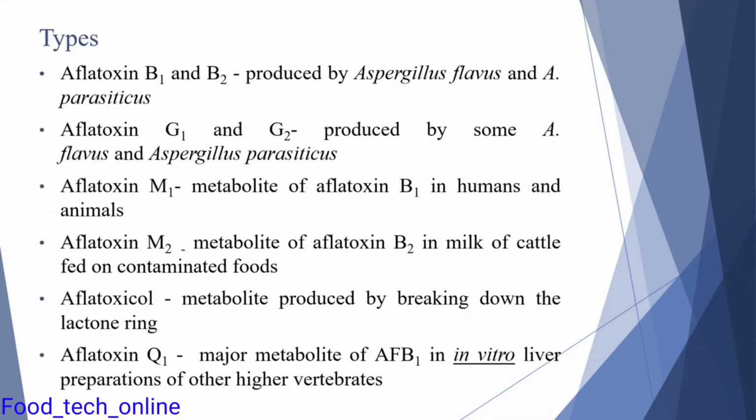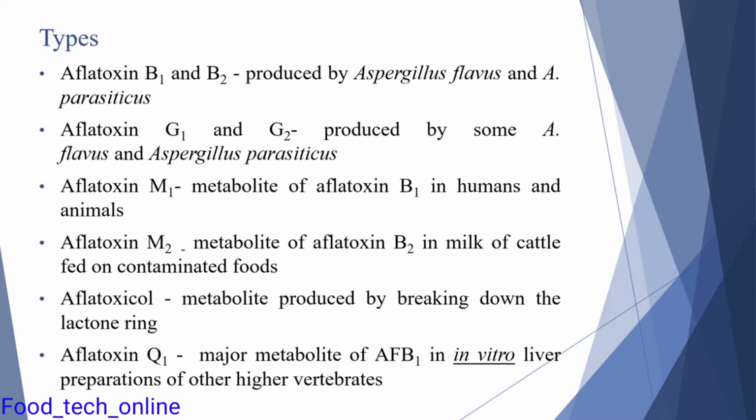And coming to the types of aflatoxin, first one is the aflatoxin B1 and B2, which are produced by the Aspergillus flavus and the Aspergillus parasiticus. Next one, aflatoxin G1 and G2, which are produced by some species of Aspergillus flavus and the Aspergillus parasiticus. That is a group 2, Aspergillus flavus and Aspergillus parasiticus.